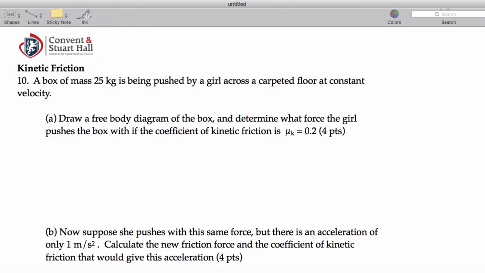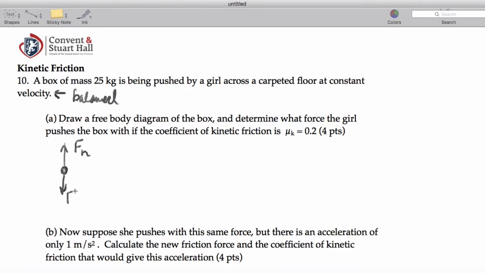Next question, we're finally moving into force calculations. So we have a 25 kilogram box being pushed by a girl across a carpeted floor at constant velocity. Of course, this right here is our clue that forces are balanced. But we have a lot more to consider than just whether the forces are balanced or not.